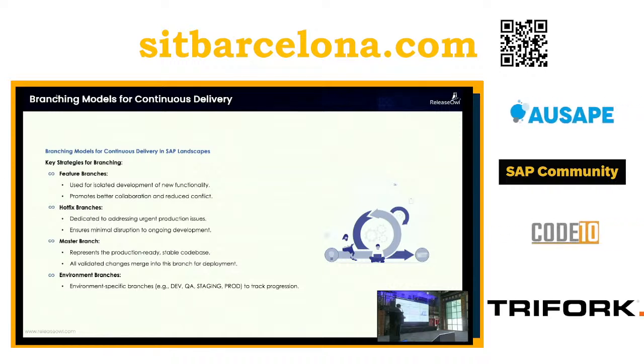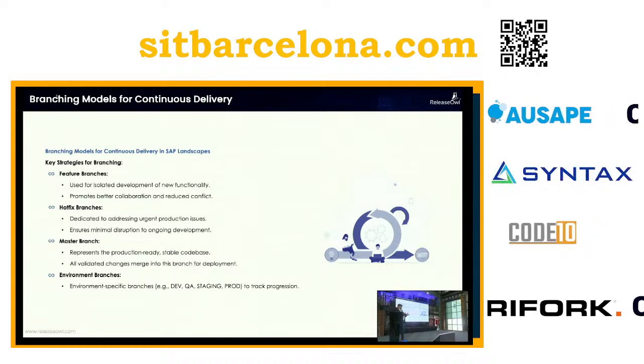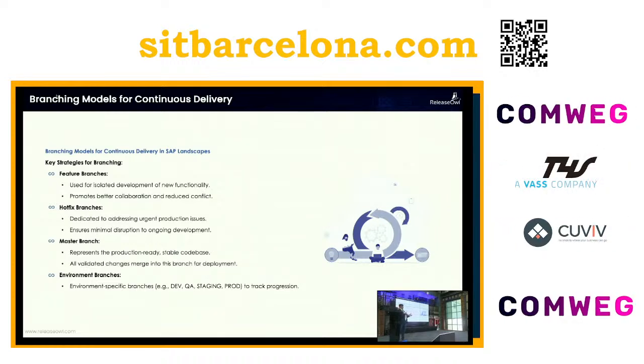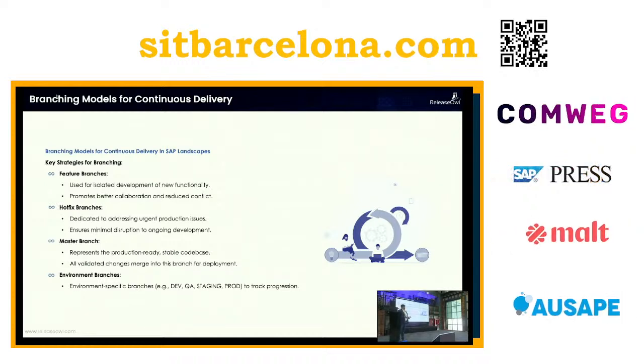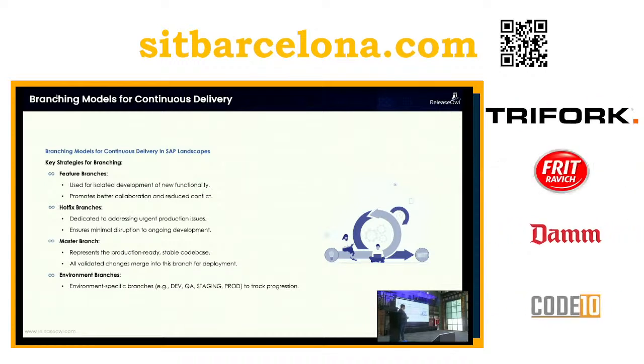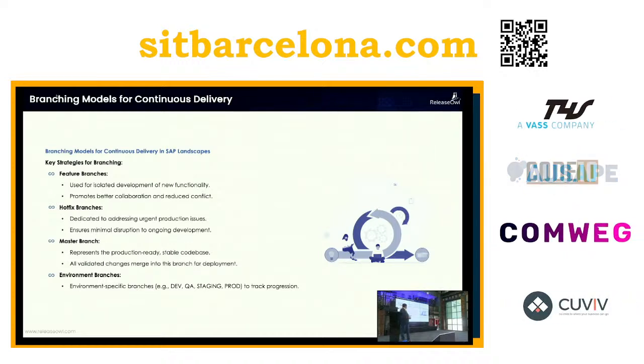Then hotfix branches, this is where for urgent production issues, you take the baseline of your production and then give a fix and be able to deliver. Hotfix branches are a great way. Then the master branch is your production. Always production-ready code, production-matching code, will be in your master branch. And for each of your environments, whether it is QA, staging, prod, you can have your environment branches.